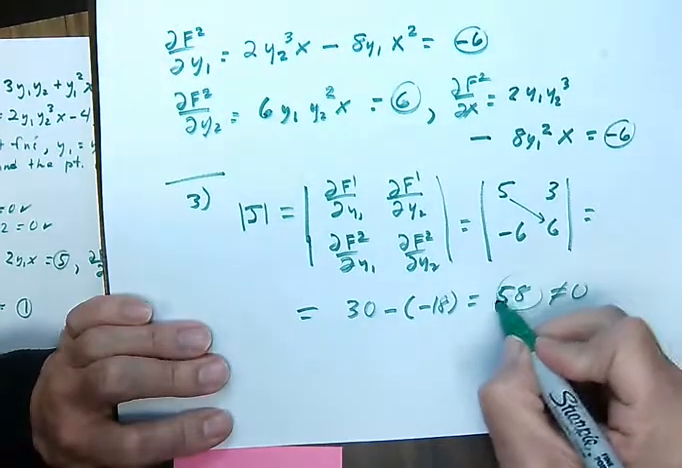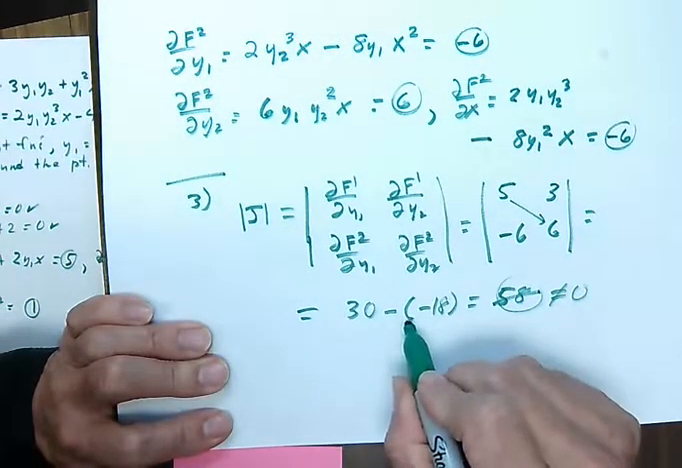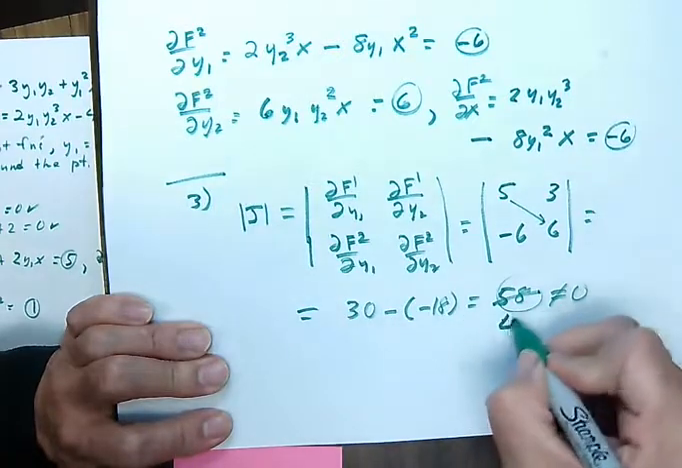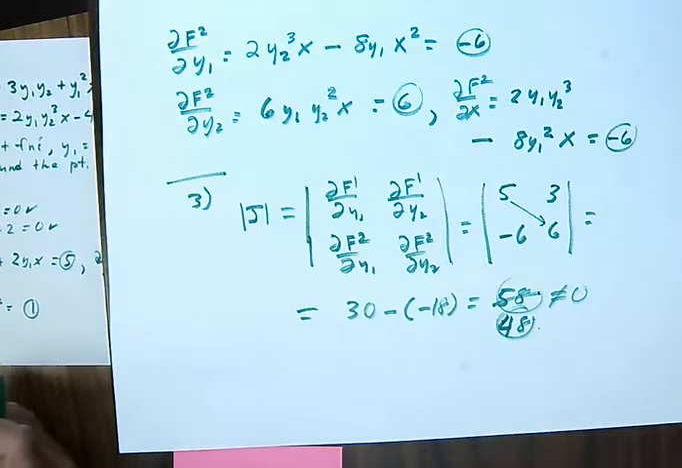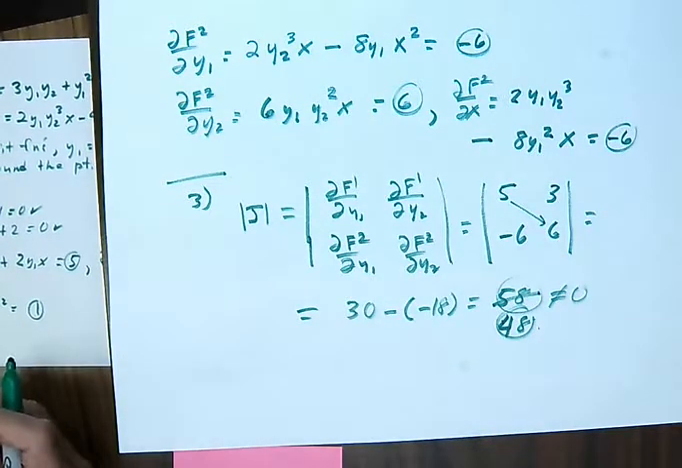Oh, let me go back. This is not 58. My error here. This was 48. And still, all the conditions of the generalized implicit function theorem are satisfied.